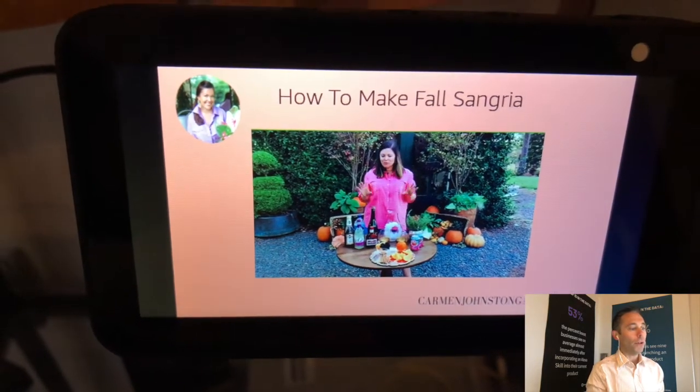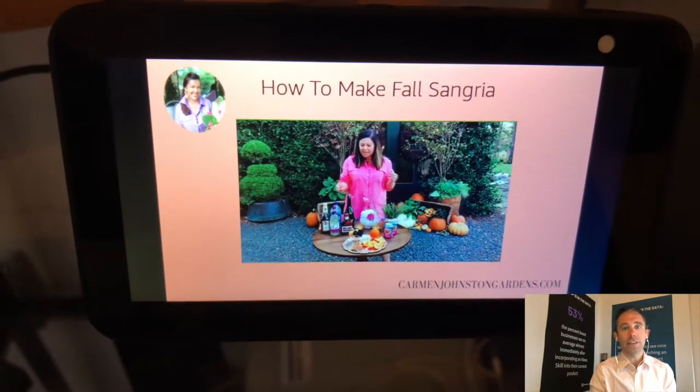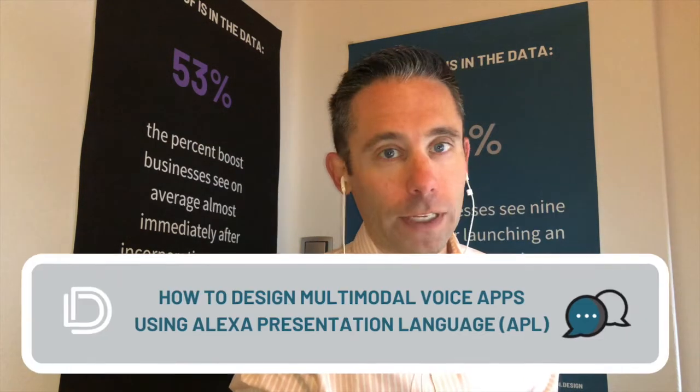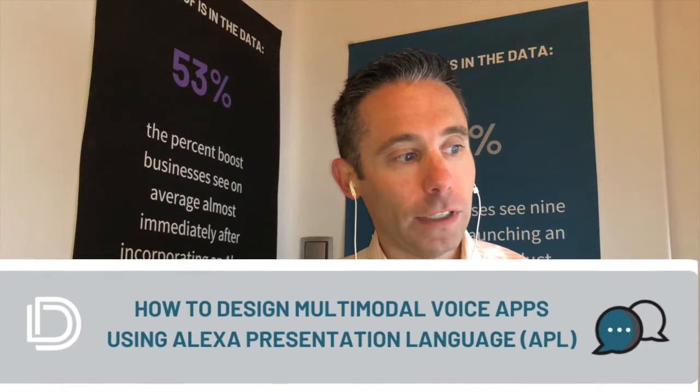So in the multimodal Alexa skill design world, you need to keep visuals in mind. And this is a visual that a user would say something like, Alexa, ask Carmen Johnston Gardens to show me how to make a fall sangria, for example. And it would take them directly to this video, which is pretty cool. But you need to also keep some other things in mind, like your opening welcome message can have a background, a card, a visual, different things like that. And we'll have more data-driven daily tips on actually how to build those out.